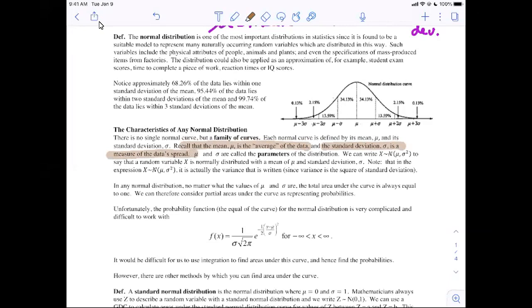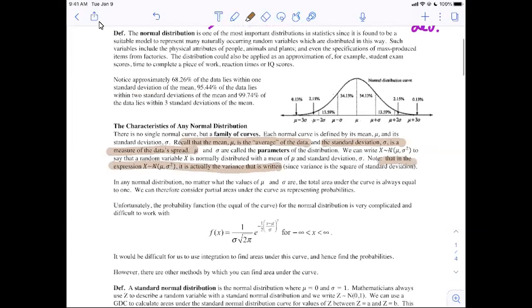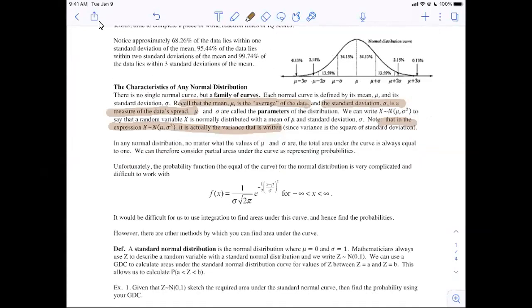Well, what is sigma squared? Variance, okay? That's actually the variance. To say that the random variable X is normally distributed with a mean of mu and standard deviation, sigma. Note that in this expression, it's actually the variance that's written as the square of the standard deviation. In any normal distribution, no matter what the values of mu and sigma are, now here's our connection. You may be like, what on earth does this have to do with anything we've done in the course?